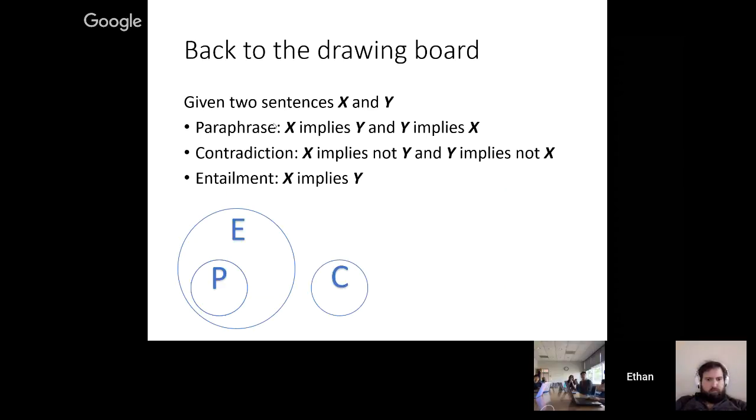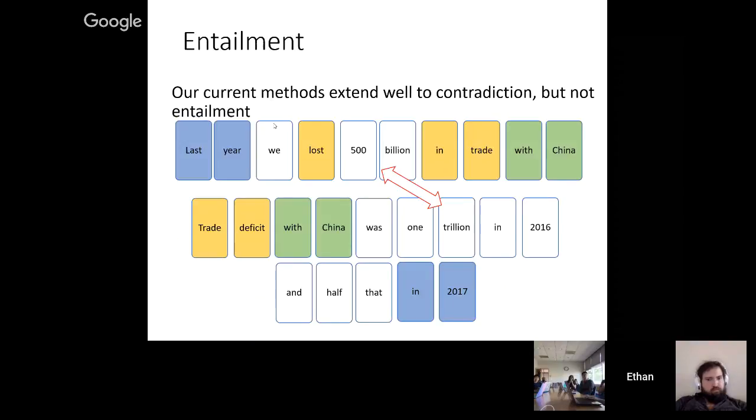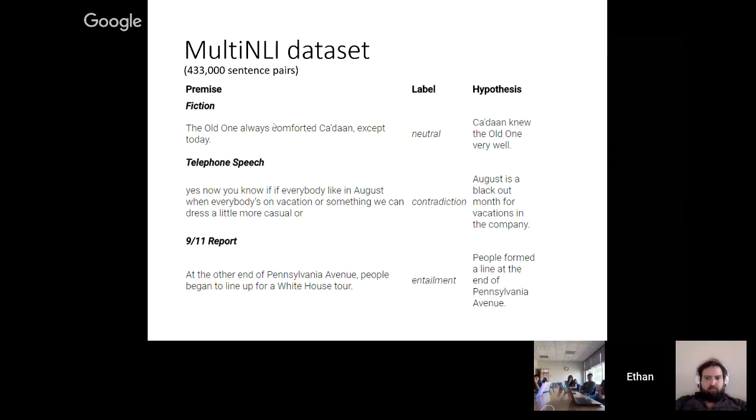Okay, so yes, our problem gets significantly harder once we realize this. And we can say maybe our previous methods do entailment well, but it turns out that that's just not true. Essentially, they don't perform well under entailment. So we need something new. So first, we find this data set. It has 433,000 sentence pairs, which are labeled from 9 genres. It's short for multi-genre natural language inference data set.